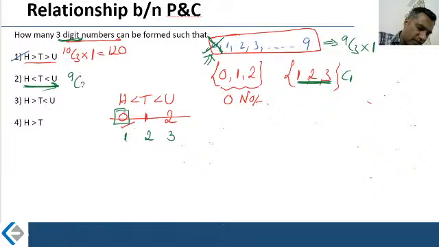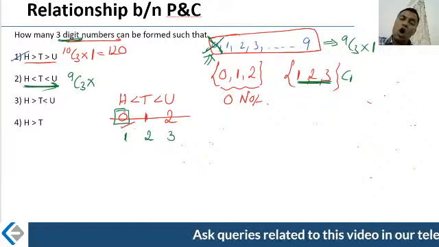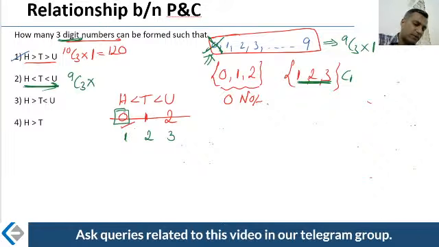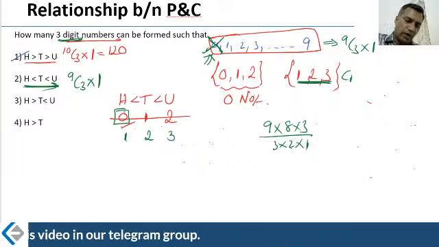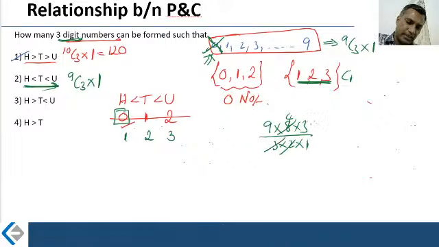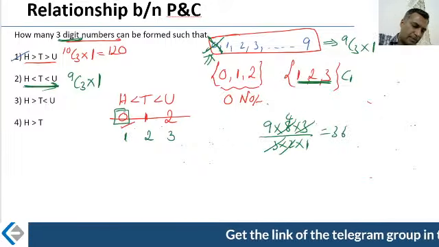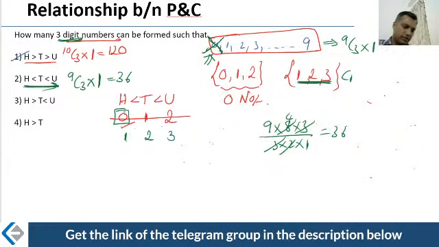Therefore, what are you trying to say? Selections first. How many selections? 9C3 selections. How many arrangements per selection? Only one arrangement per selection. Therefore, you say 9 into 8 into 7 divided by 3 into 2 into 1. That's 4 times, and this 3 gets cancelled. Therefore, this time I can form only 84 numbers.